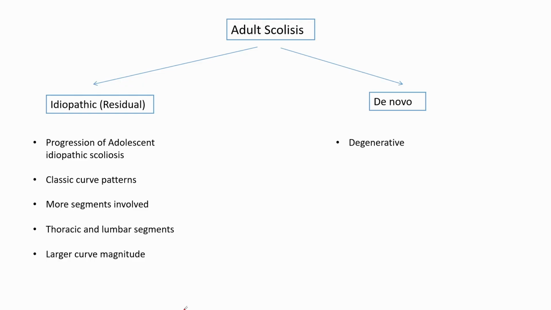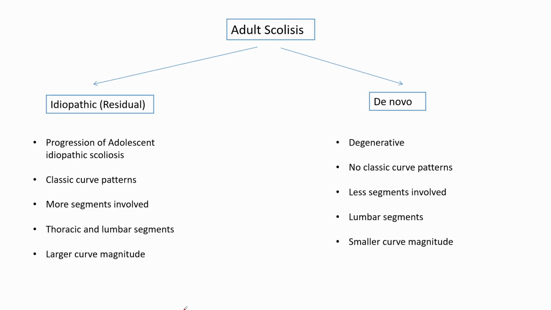A de novo scoliosis develops in adulthood and is usually due to a degenerative condition. There are no classic curve patterns in de novo scoliosis. Fewer segments are involved. It usually involves the lumbar segments as degeneration is more common in these segments, and the scoliosis is of a smaller curve magnitude than the idiopathic scoliosis.